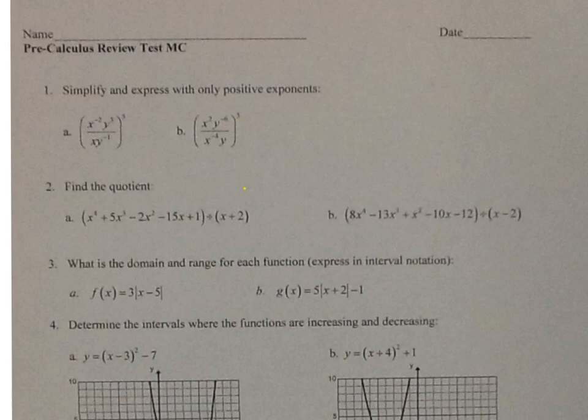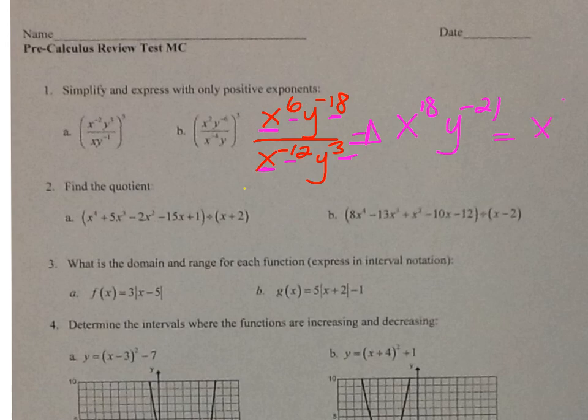All right, so we're going to get here x to the 6th, y to the negative 18, over x to the negative 12, y to the 3rd. And same thing as before, when we divide same bases, we subtract the exponents. So we're going to get x to the 6 minus negative 12 is 18. And negative 18 minus 3 would be y to the negative 21. And again, to make the exponent positive, it's going to go into the bottom. So it'll be y to the 21 over x to the 18th.